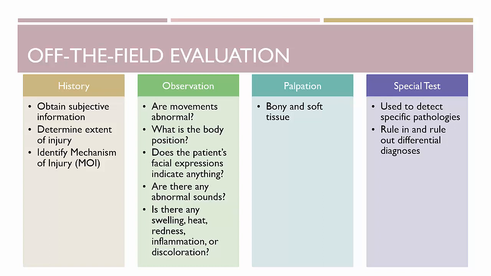Special tests are used to detect specific pathologies or injuries and compare inner and contractile tissues and their integrity. The assessment of special tests should be compared bilaterally. Special tests can be utilized to rule in or rule out differential diagnoses and eventually come to an injury conclusion.